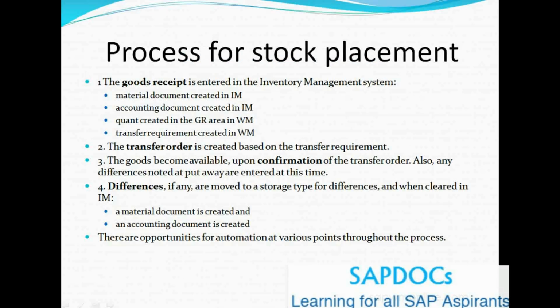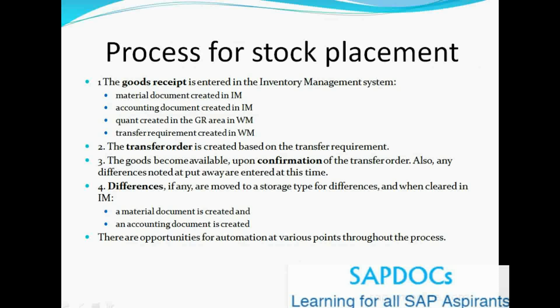So let us see the granular process for stock placement. The goods receipt is entered in the inventory management system. This creates a material document in IM and an accounting document in IM. It creates a quant in the goods receiving area in WM, and it creates a transfer requirement in WM. Second, a transfer order is created based on the transfer requirement.